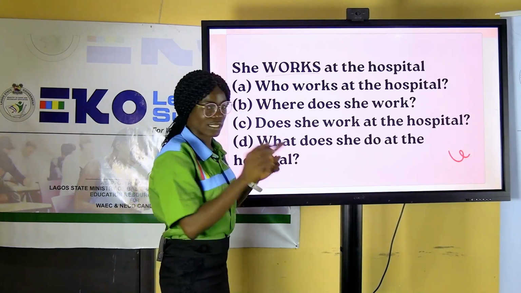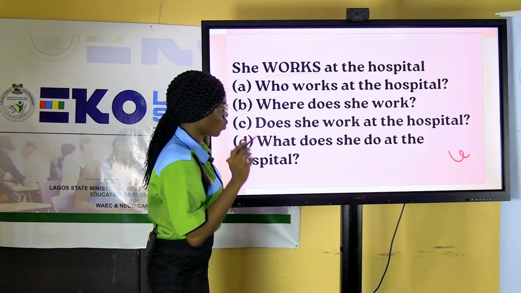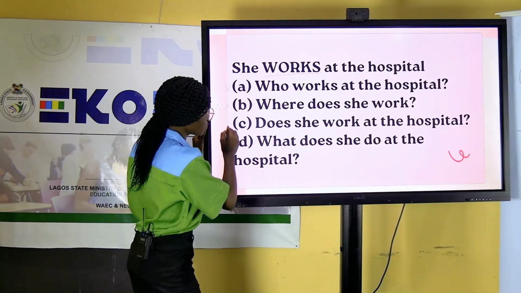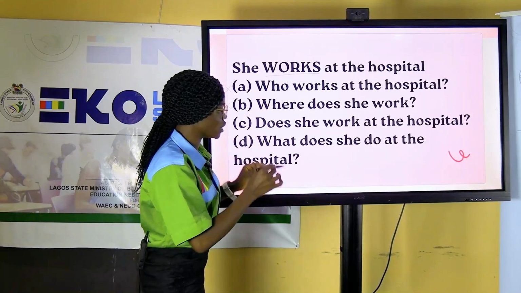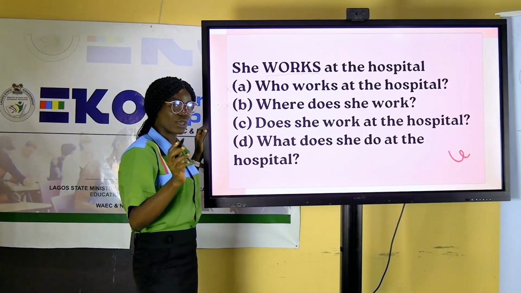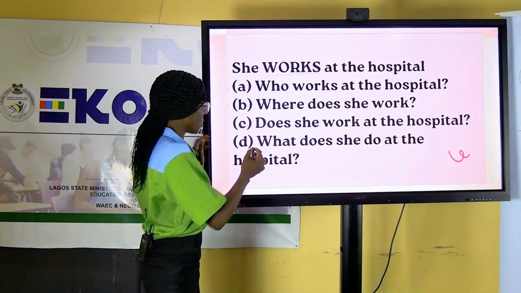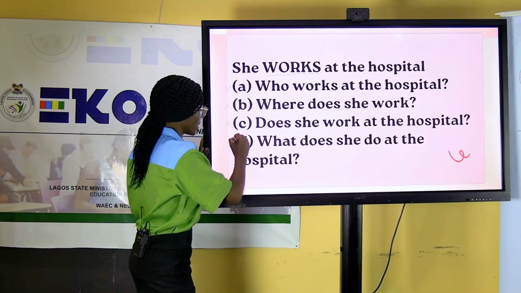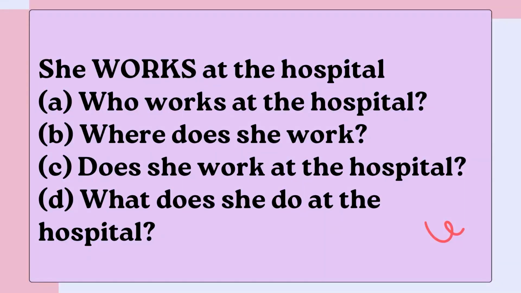Does she work at the hospital? Yes, no. And look at the last one. What does she do at the hospital? What will be your answer? She works at the hospital. Which means this answers the question, and that response gives us an answer to the emphatic stress, which means the last option is correct. I hope you understand this. And let's look at questions.